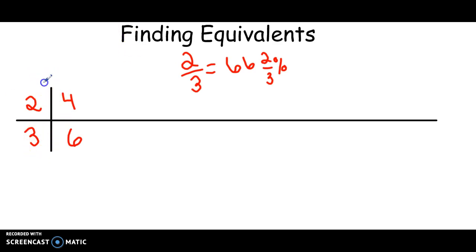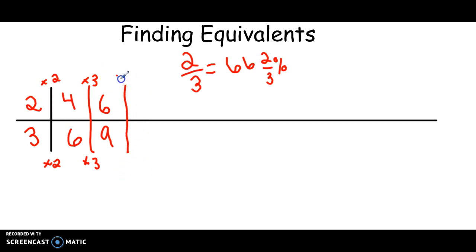2/3 doubles. If I multiply my numerator and my denominator by 2, gives me 4/6. I can continue in this way to find other equivalents. For example, if I multiply 2 times 3 and 3 times 3, I would have 6/9, which is also an equivalent fraction.